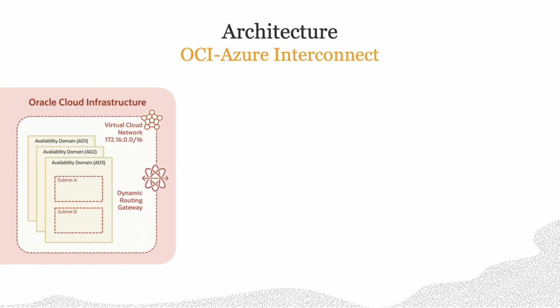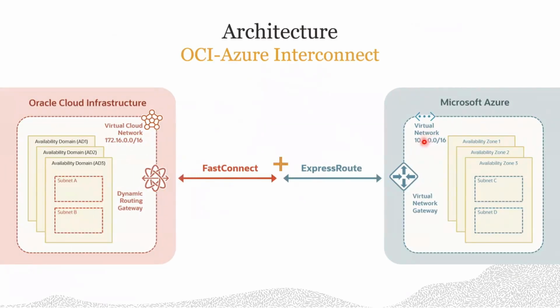Now in this architecture, there is a virtual network in a Microsoft Azure region, which is connected to a virtual cloud network in an OCI region using a private interconnection composed of Azure Express Route and OCI Fast Connect. On the OCI side, the Fast Connect virtual circuit terminates at a dynamic routing gateway, which is attached to the virtual cloud network. On the Microsoft Azure side, the Express Route connection ends at a virtual network gateway, which is attached to a virtual network.